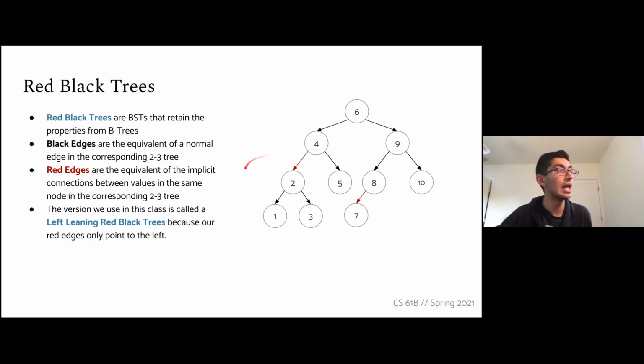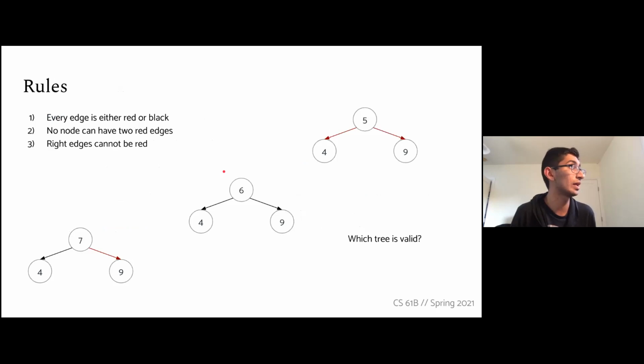What does that mean? Well, you can think about a red-black tree as the same as a 2-3 tree, except that any node that in a 2-3 tree has 2 elements is now split up into 2 nodes. The only difference is the edge between them is now labeled a red edge. So let's go look at some more rules. First, every edge is either red or black. No node can have 2 red edges, and right edges cannot be red.